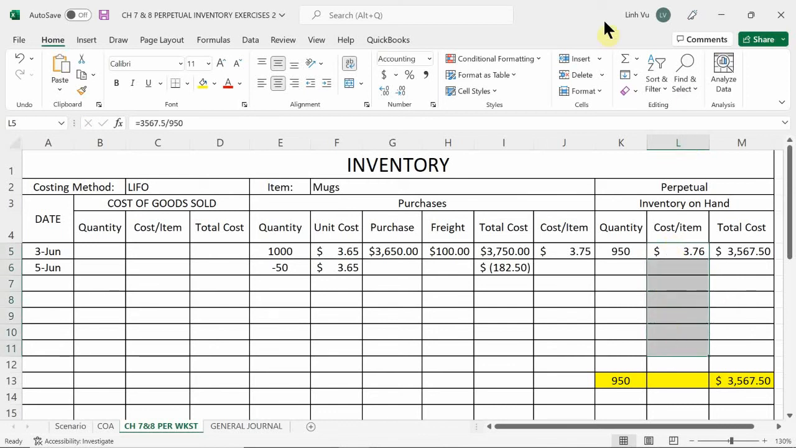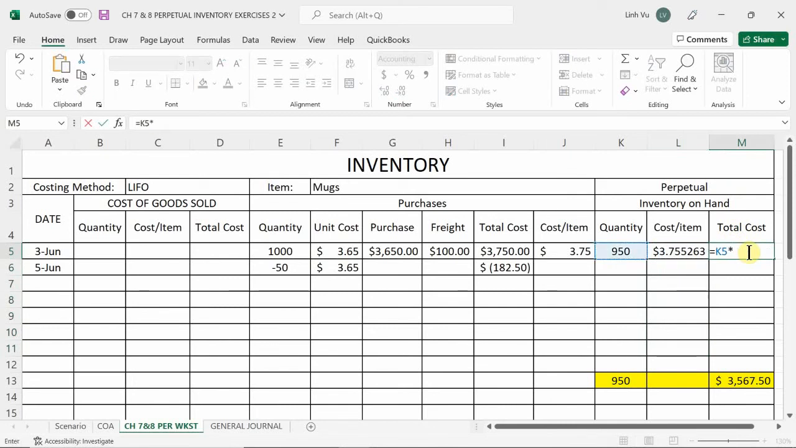$3.76, but we can go ahead and drag this out to see how many numbers we need here. So in this case, it's 3.755263. If you go ahead and redo your formula here, it should pan out: 3,567.50. Right?